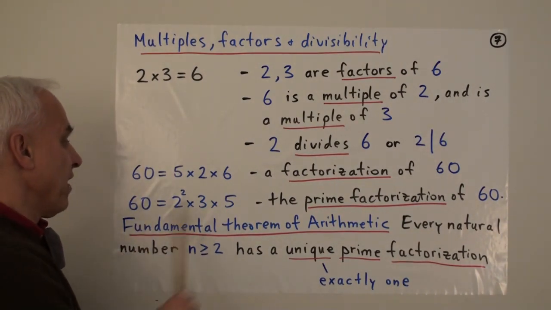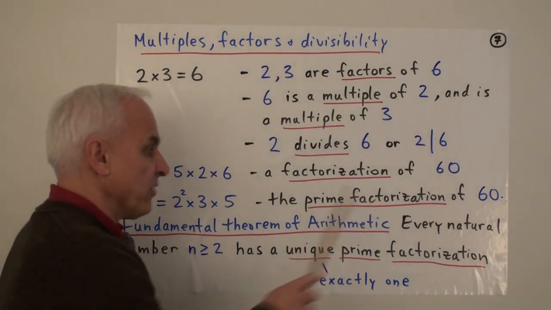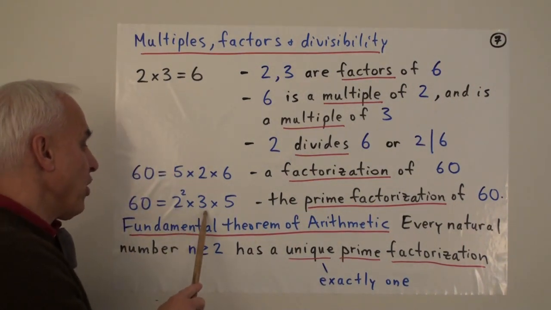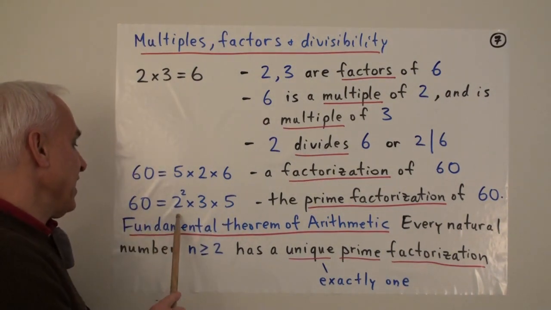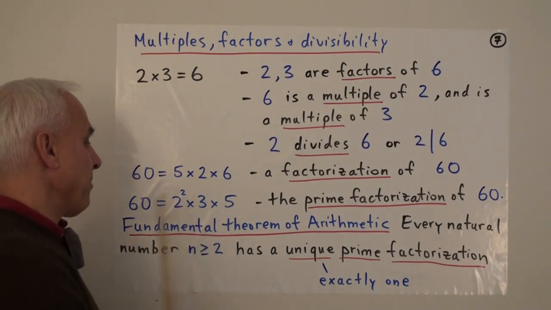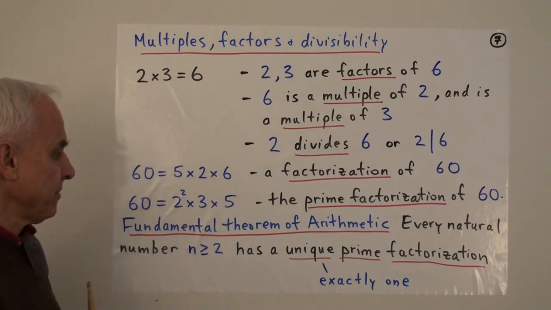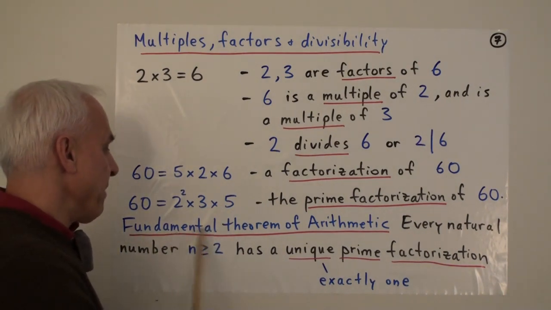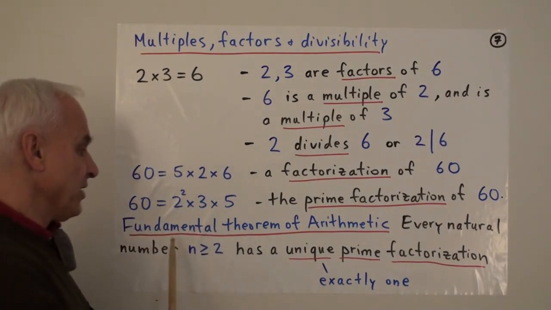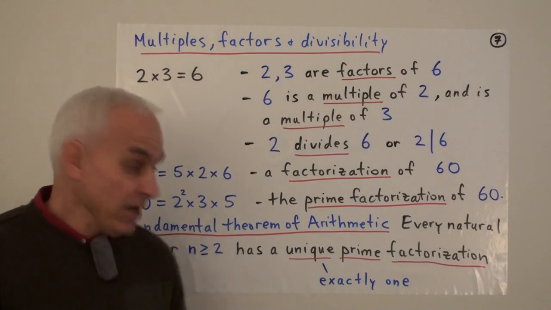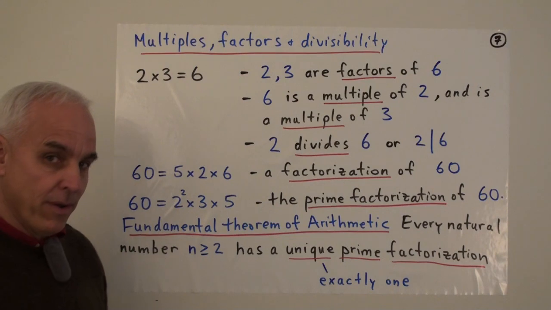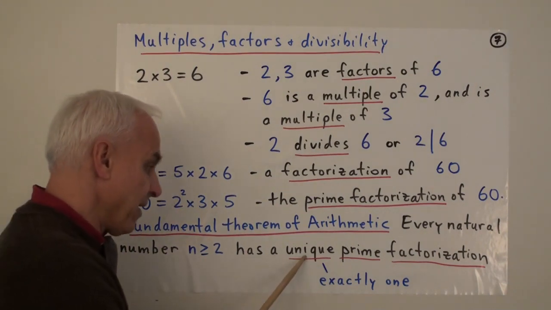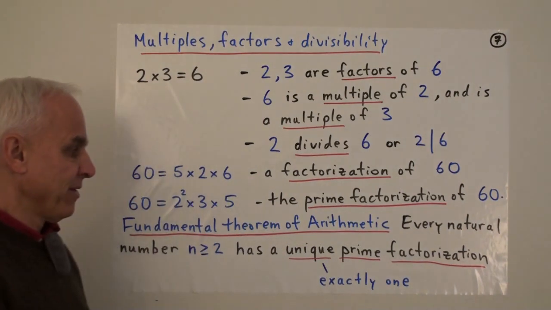A very important kind of factorization is the prime factorization, where each of the numbers involved is a prime. So here 60 is 2 squared times 3 times 5. 2, 3, and 5 are all prime numbers. And I remind you about this fundamental theorem of arithmetic. All right, so this is a very important fact that goes back to the ancient Greeks, that every natural number n bigger than or equal to 2 has a unique prime factorization.